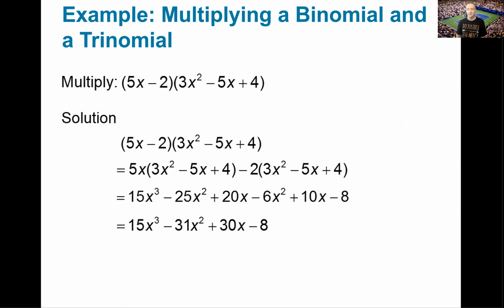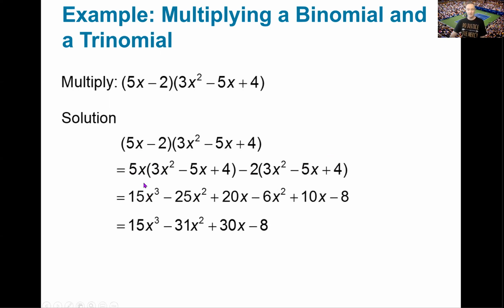All I've done here is use the distributive property. The distributive property says that every term of the first group must multiply every term of the second group. So if I'm going to take 5x minus 2 times 3x squared minus 5x plus 4, I need to show 5x multiplies every term in the second group, and I also need to show minus 2 multiplies every term in the second group. So I just carry out that multiplication.